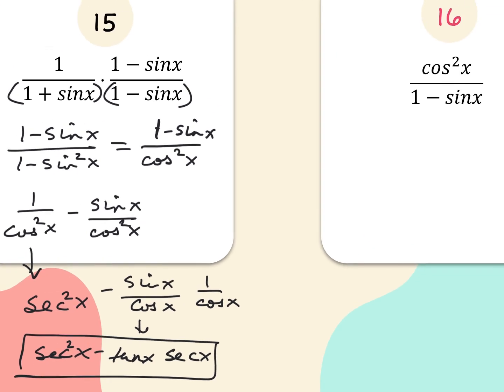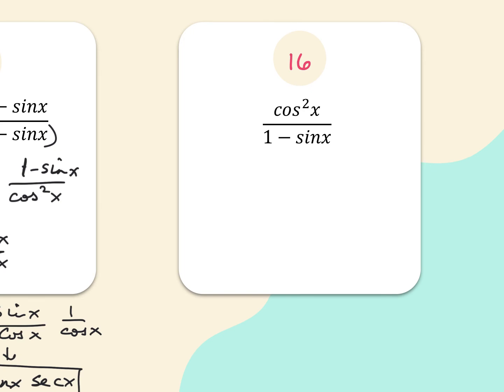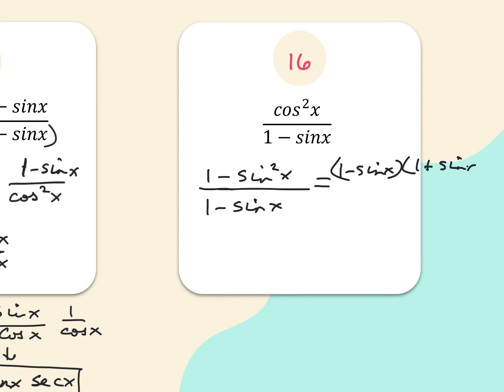Now for the last one, what I can do here is I could replace my numerator with an identity. I could make it 1 minus sine squared x over 1 minus sine x. I'm going to factor this and make this 1 minus sine x, 1 plus sine x over 1 minus sine x. These cancel, and I'm just left with 1 plus sine x.